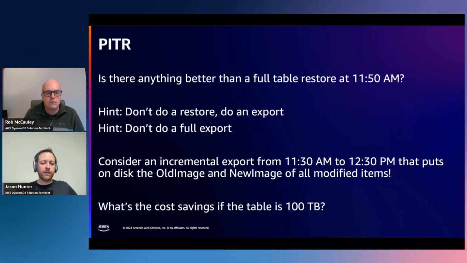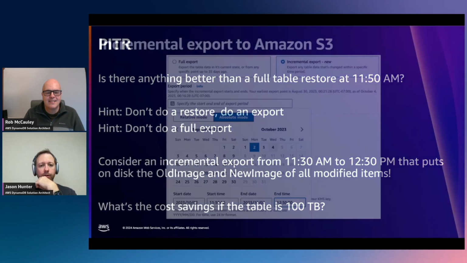So what's the cost savings on a 100 terabyte table? Well, a restore, what's that, 15 cents a gigabyte? 15 cents, yep, per gigabyte. So that's $15,000. How much is an incremental export of an hour? $1 maybe? $1, yeah. So I think we earned our keep for this talk, Rob. If someone has this need, that's a dramatically better way to go.